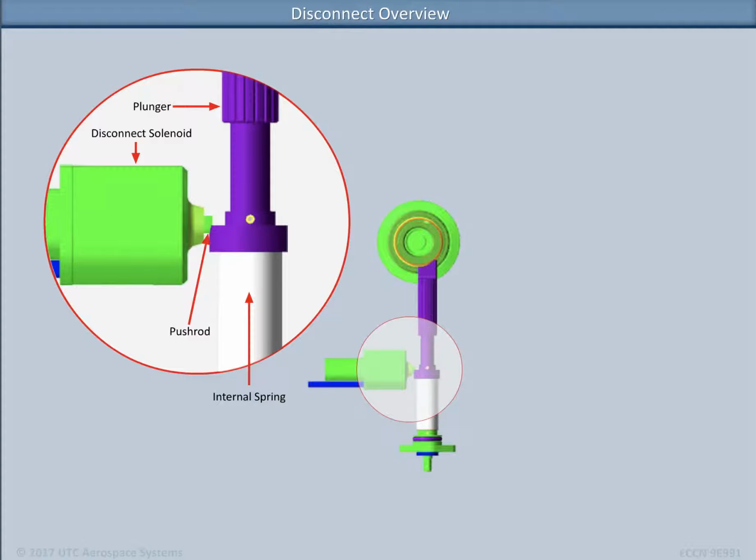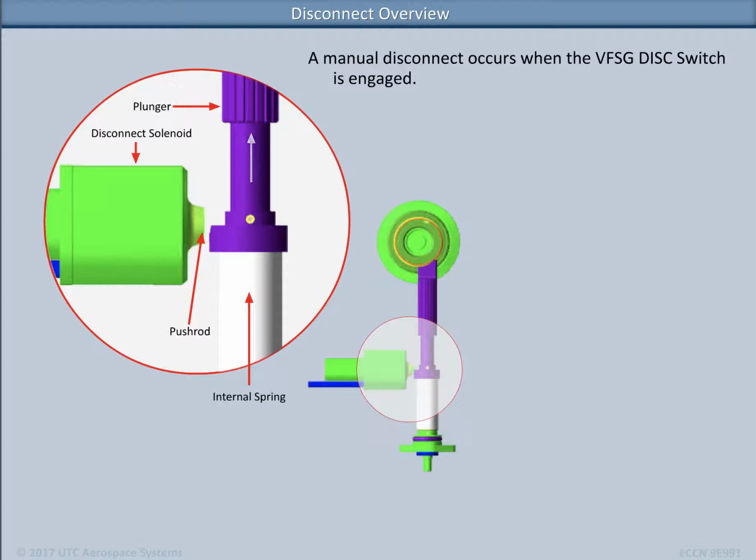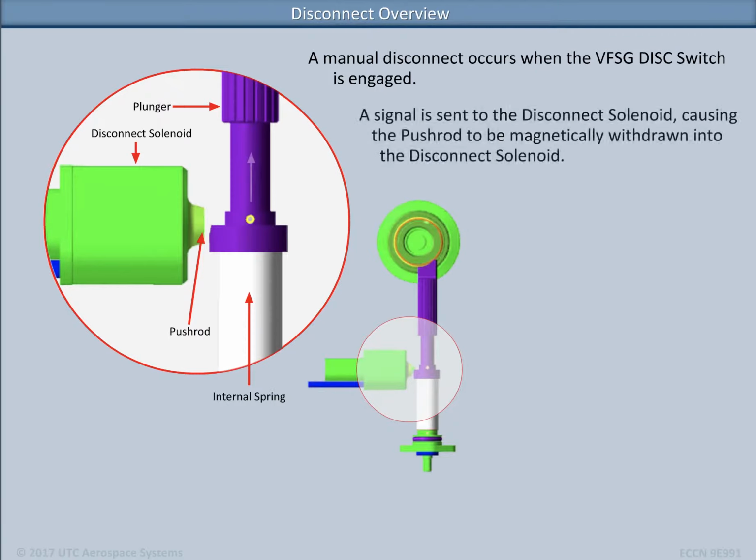During thermal disconnect, when the VFSG sump oil temperature exceeds 390 degrees Fahrenheit, 199 degrees Celsius, the solder pellet melts and allows the push rod to withdraw into the disconnect solenoid. The plunger is then free to move upward from the force of its internal spring. A manual disconnect occurs when the VFSG disconnect switch is engaged. A signal is sent to the disconnect solenoid, causing the push rod to be magnetically withdrawn into the disconnect solenoid.